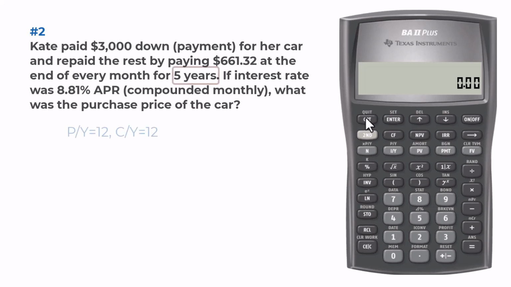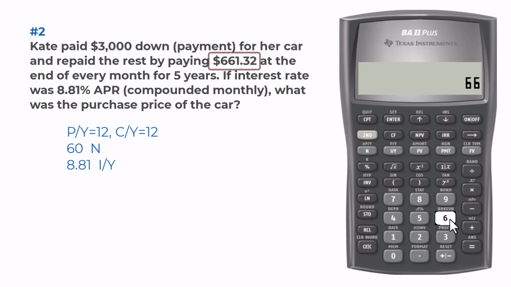Since payments are made for 5 years, the total number of payments will be 5 times 12, which gives 60. So I'll enter that by pressing N. The interest rate is 8.81%. So I'll press IY. I'm going to skip the present value since that's what we want to compute and move on to payment.